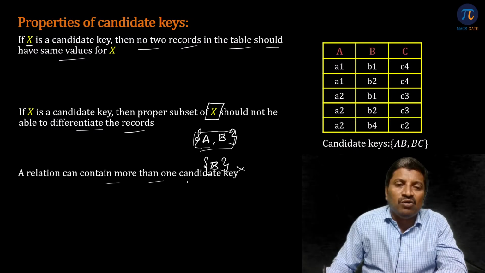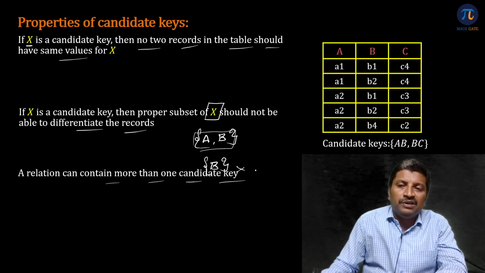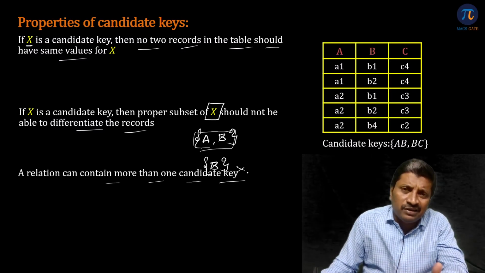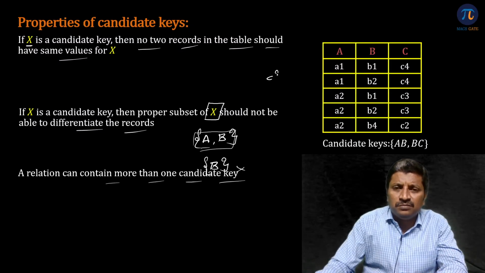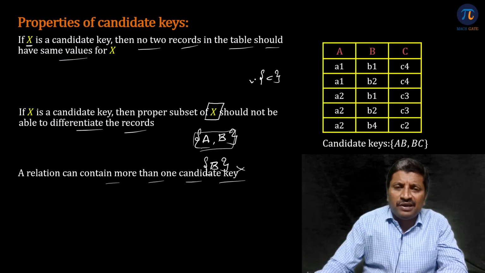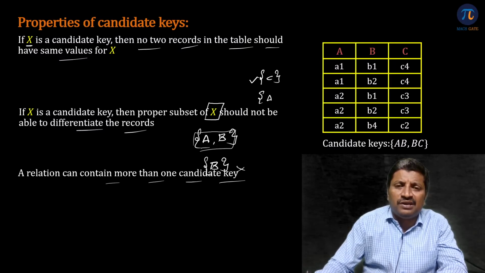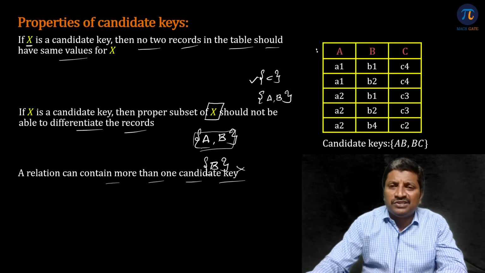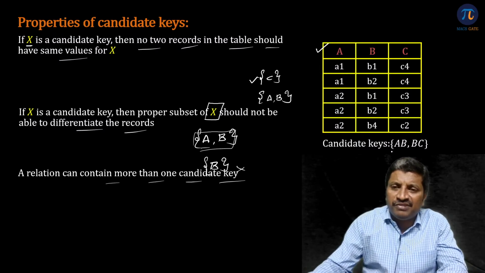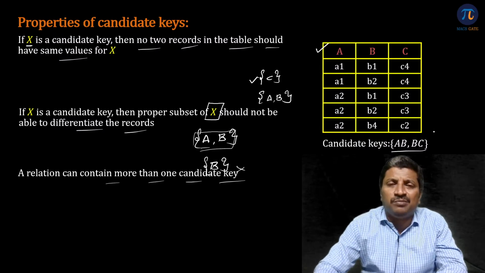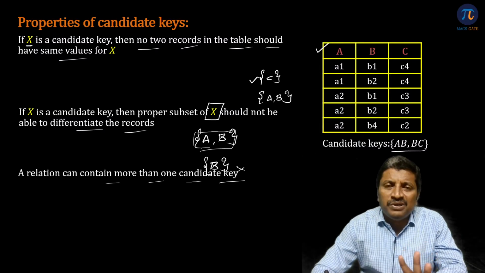A relation can have more than one candidate key. Like we have seen in the previous example, I have a candidate key with C and I have a candidate key with AB. Even this is the example which I gave as practice in the previous slide, and you can verify that the candidate keys are AB and BC. Please check it.